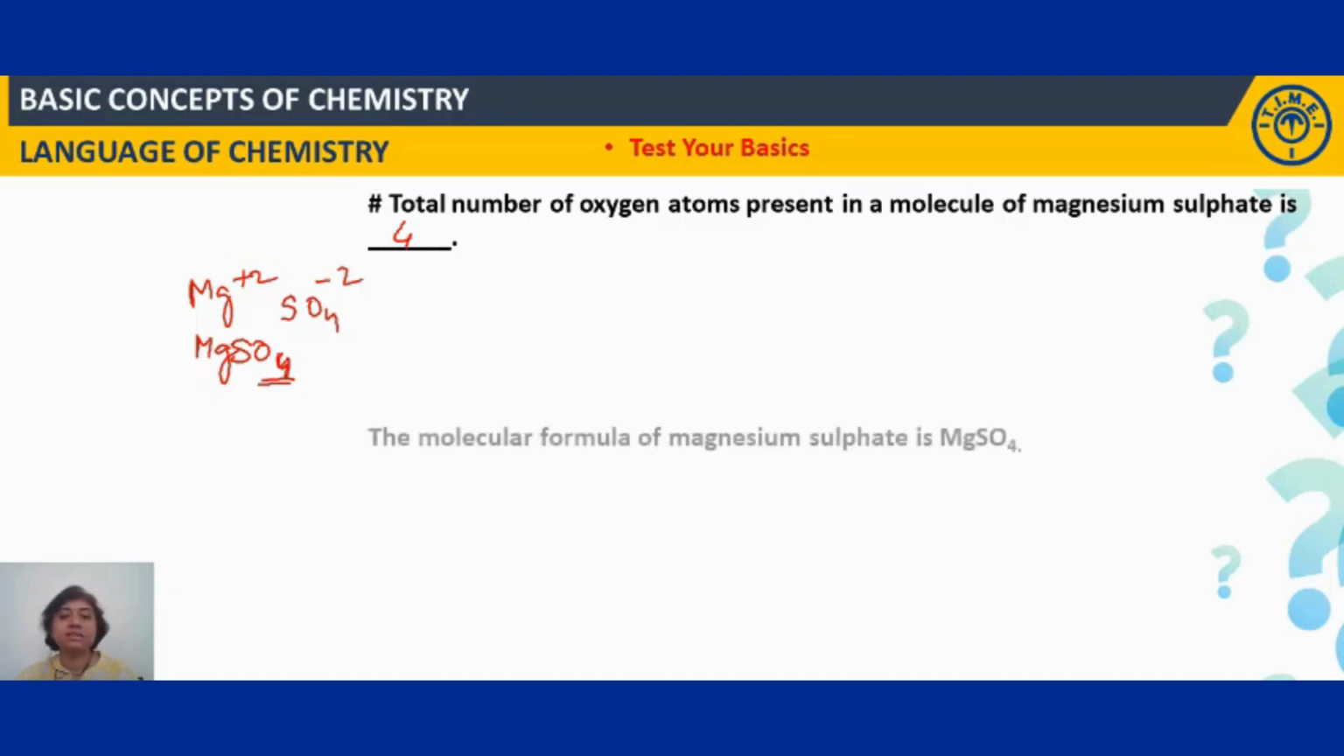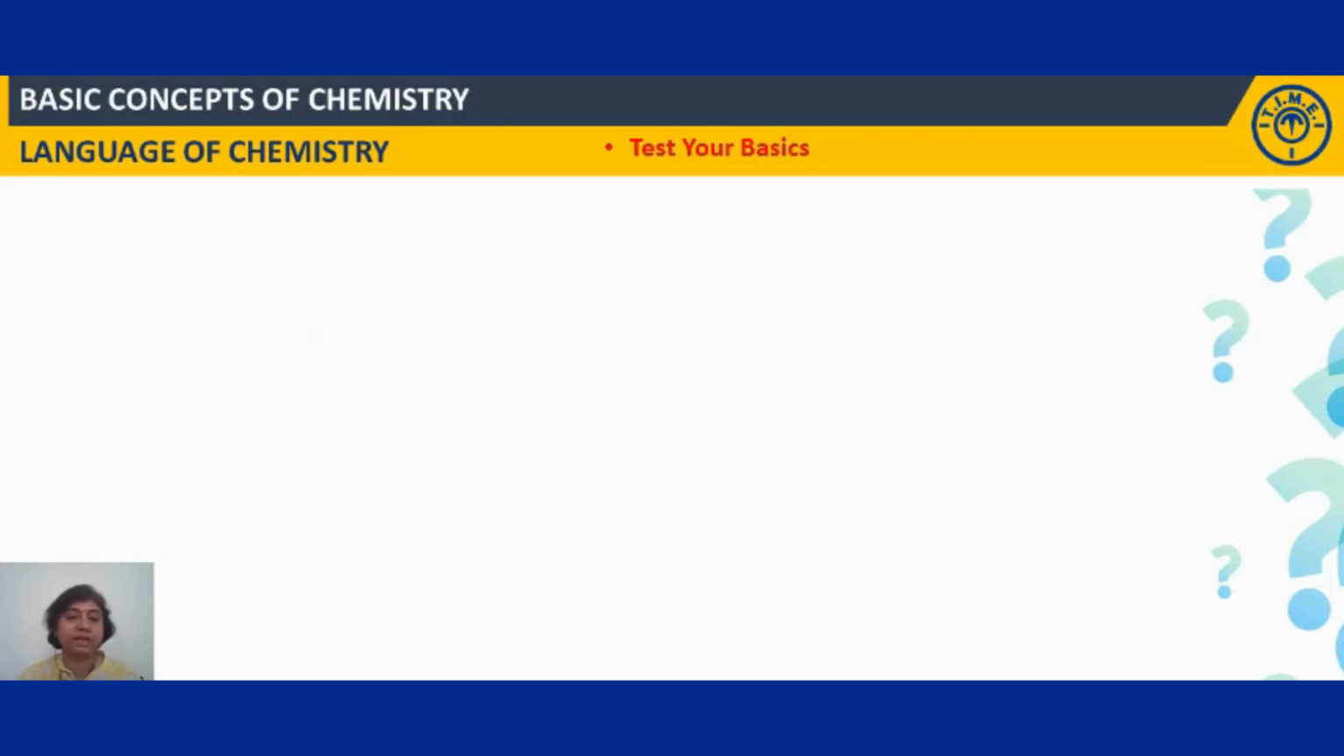So let's see the answer. So magnesium sulfate formula is MgSO4 and the number of oxygen atoms is 4 in one molecule. Fine? Okay. We will move on to the next question.